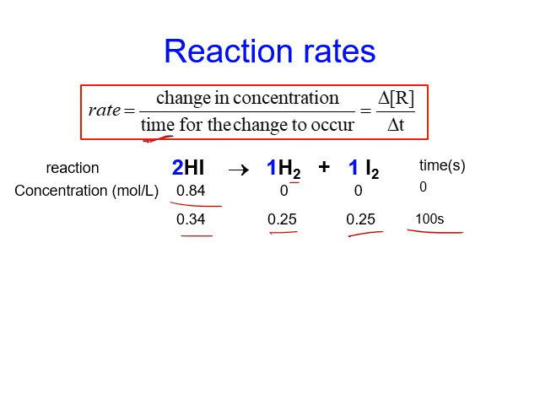To calculate the reaction rate, we need to calculate the concentration change. For reactant hydrogen iodide, we use the final minus initial, 0.34 minus 0.84, that gives you negative 0.5. For the product, it is final minus initial, 0.25 minus 0, gives you positive 0.25 moles per liter. The negative sign indicates concentration decrease. The reactant is consumed. Positive means concentration increase. The product is formed.